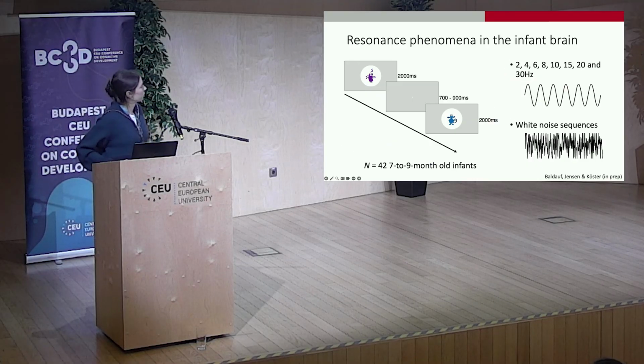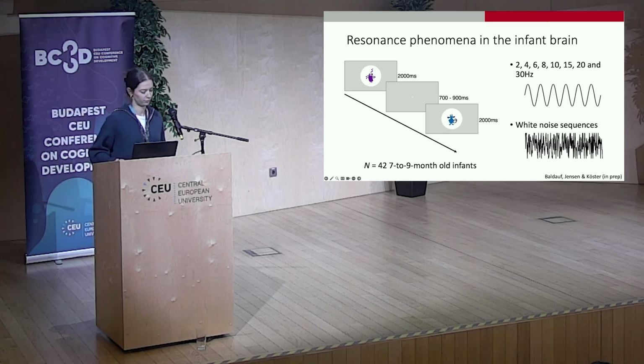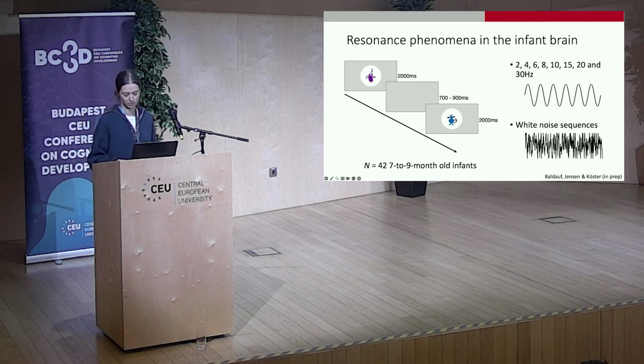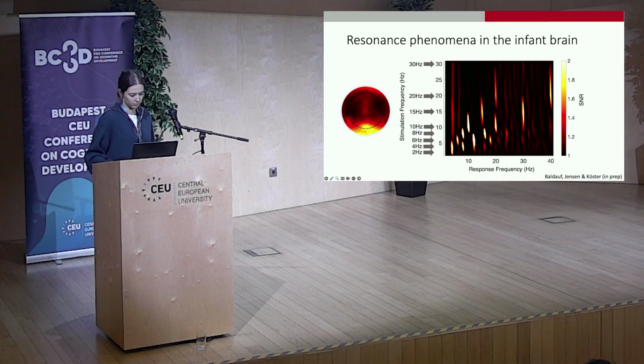This is how we set out to investigate this. We presented infants with cartoon monsters. We had a final sample of 42 subjects that were 7 to 9 months old, and we presented them with rhythmic visual stimulation at 2, 4, 6, 8, 10, 15, 20, and 30 hertz, and we also presented white noise sequences, so the ones with the flat frequency spectrum. Let us now have a look at the results.